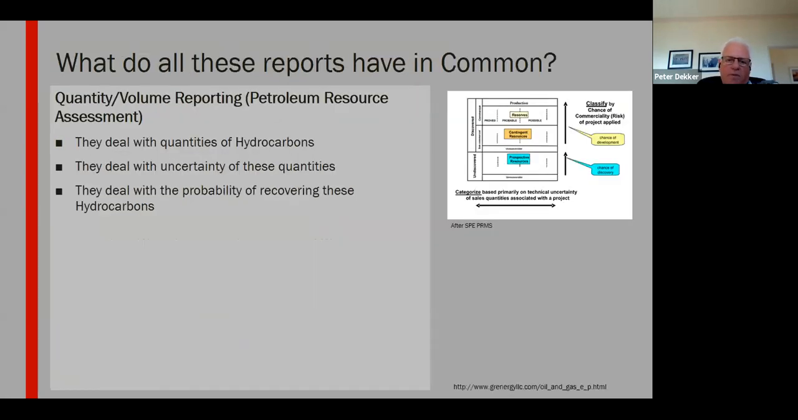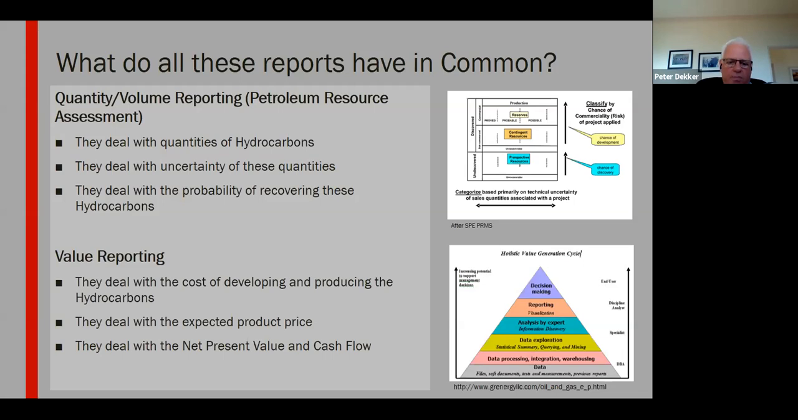So what do all these reports have in common? They either report on quantity or volume reporting, petroleum resource assessments. I put here quantity or volume because in some jurisdictions you have to report oil in tonnage, so it's not in volume, but in most jurisdictions you report in volume. You report either in barrels or in cubic meters of gas or cubic feet of gas. But in some jurisdictions you have to report in tonnage, and that's then the weight of oil. That's why I put quantity volume reporting. They deal with the quantities of hydrocarbons found. They deal with the uncertainty of these quantities, and they deal with the probability of recovering these quantities of hydrocarbons, because it's not sure how much we can recover from the subsurface.